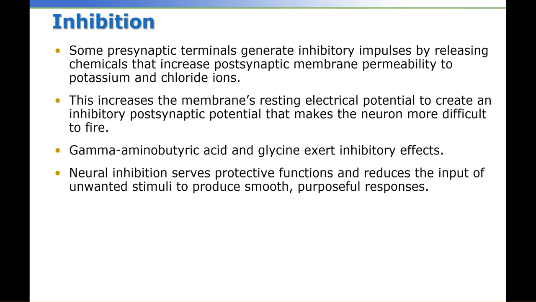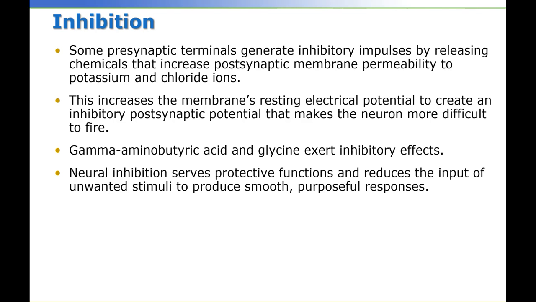Inhibition. Some presynaptic terminals generate inhibitory impulses by releasing chemicals that increase postsynaptic membrane permeability to potassium and chloride ions. This increases the membrane's resting electric potential to create an inhibitory postsynaptic potential that makes a neuron more difficult to fire. Gamma-aminobutyric acid and glycine exert inhibitory effects. Neural inhibition serves to protect functions and reduce input of unwanted stimuli to produce smooth, purposeful responses.